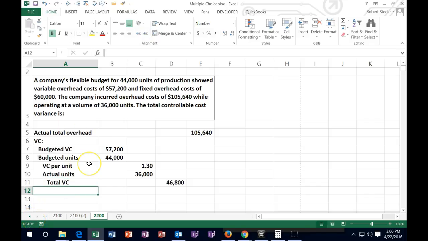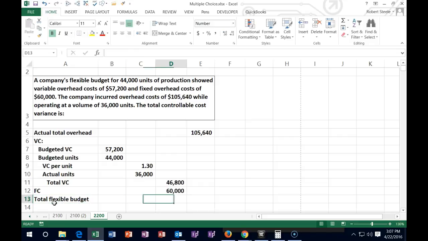So the next portion, of course, is the fixed cost, and that was given in the problem. So I'm just going to put that right underneath the variable cost because that was given, and that's going to be 60,000. Why is it given? Because it doesn't change. The fixed cost is pretty easy. It is what it is. So the variable cost plus the fixed cost will give us the total flexible budget.